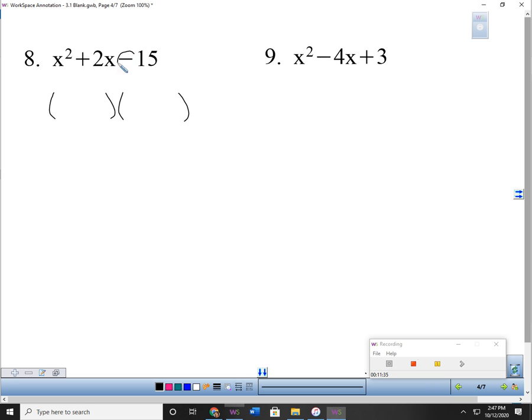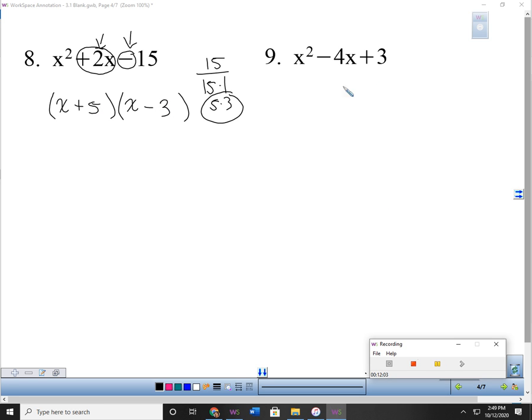I've got a minus in the back, so that's a positive and a negative. And then we have our x squared, so x and x. And then everything that multiplies to make 15. We've just got 15 and 1, 5 and 3. And I want the one that will subtract to make 2. That would be 5 and 3. And I want the middle to be positive, so I'm going to put the 5 with the positive and the 3 here. All right, no common factors.